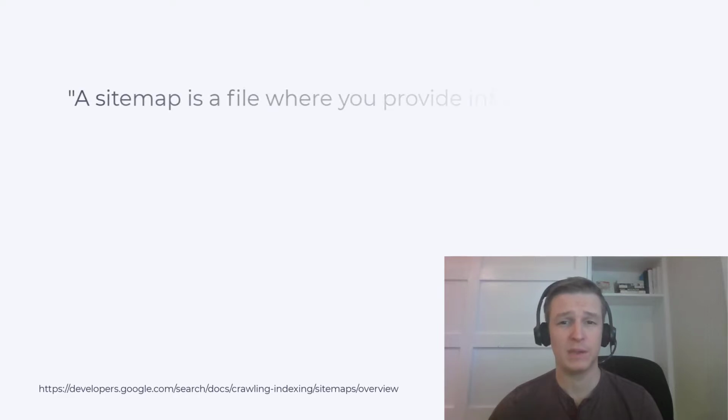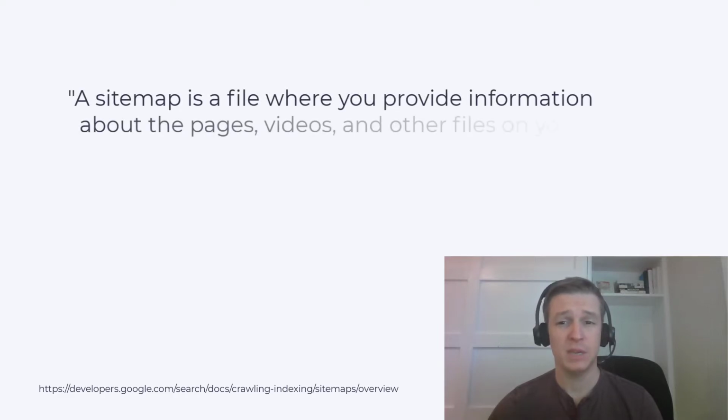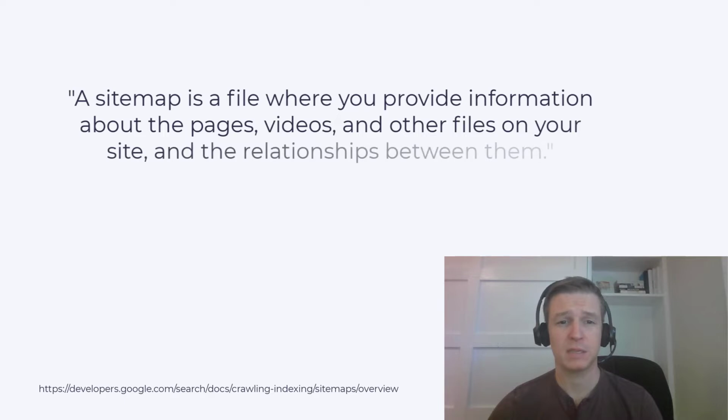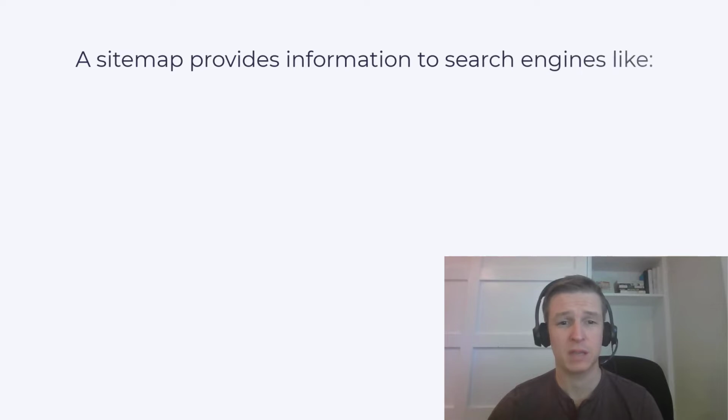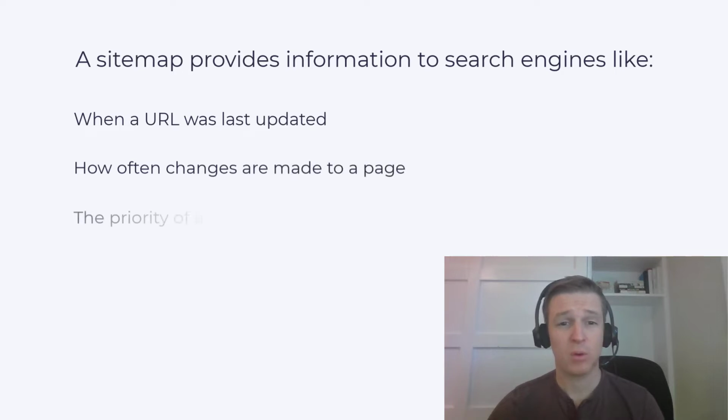Google defines a sitemap as a file where you provide information about the pages, videos, and other files on your site and the relationship between them. Now, search engines crawl your site more efficiently when you provide a sitemap. A sitemap will provide important information to search engines like when a URL was last updated, how often changes are made to a page, and the priority of a page relative to other pages on your site.